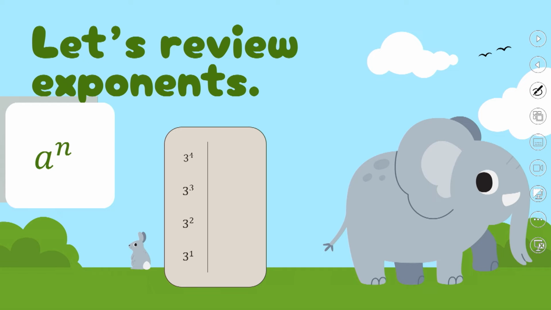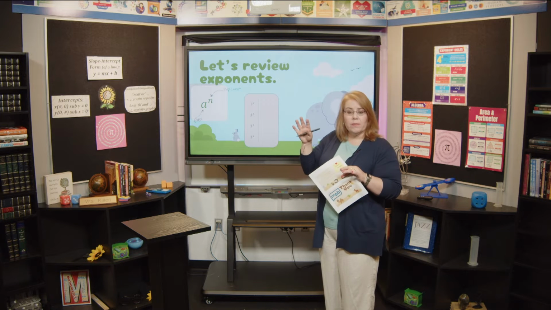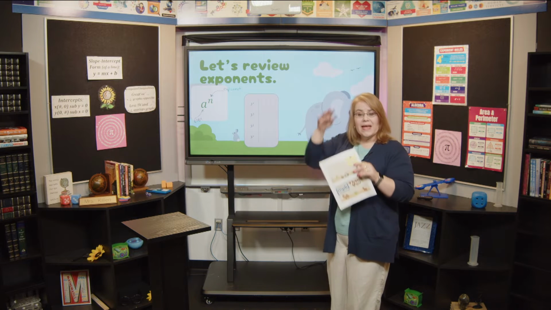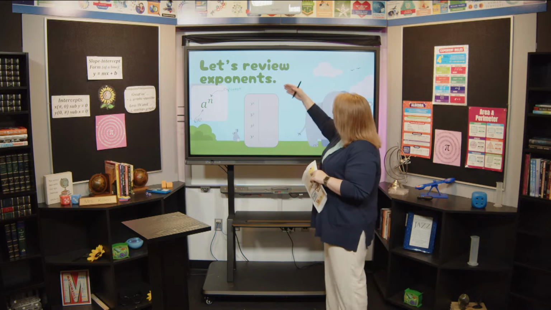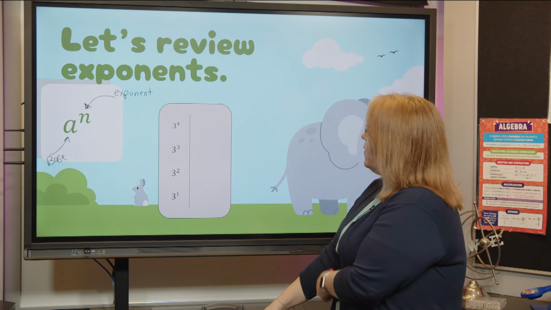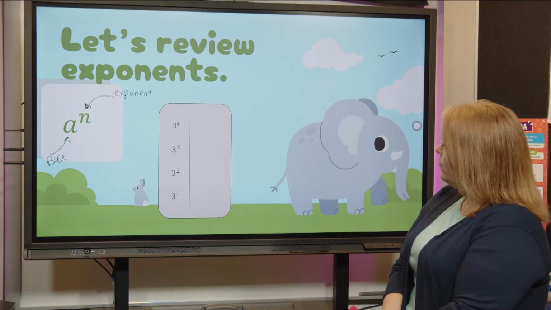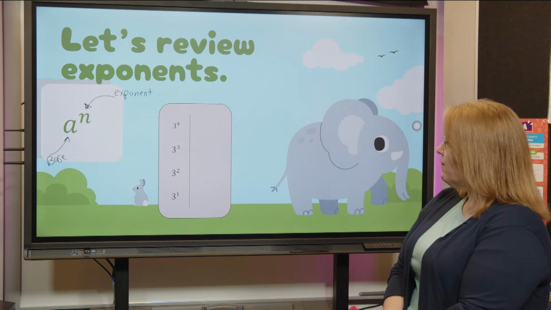It says first, let's review. Now, when I see a to the nth, what I'm really seeing is a variable for my base. So my larger number is my base, and my number up here is going to be my exponent. I want to make sure that we remember what is what when we're seeing these different terms. Our larger number is our base, and then we have our exponent. So then what about these? 3 to the 4th, 3 to the third, 3 to the second, and 3 to the first.